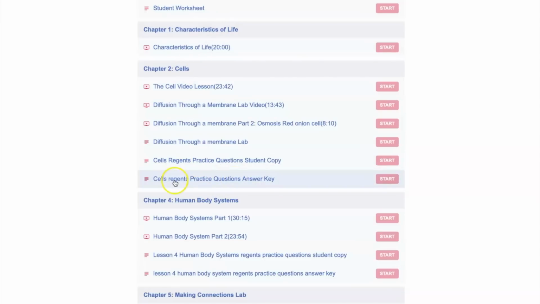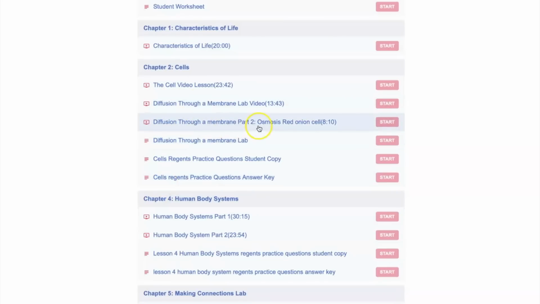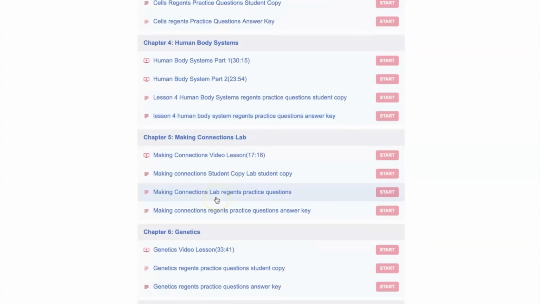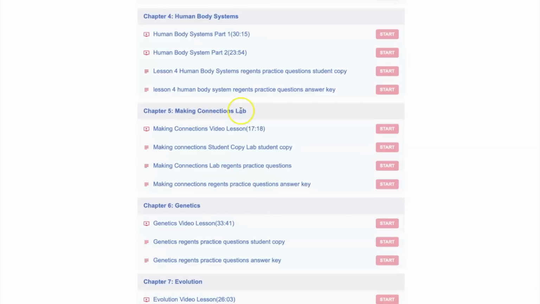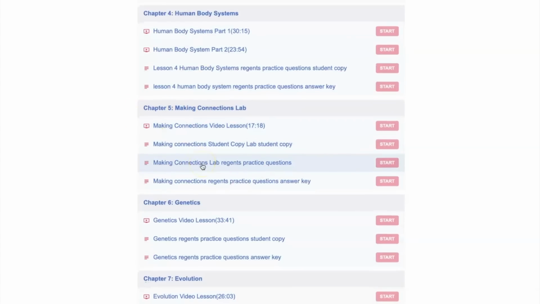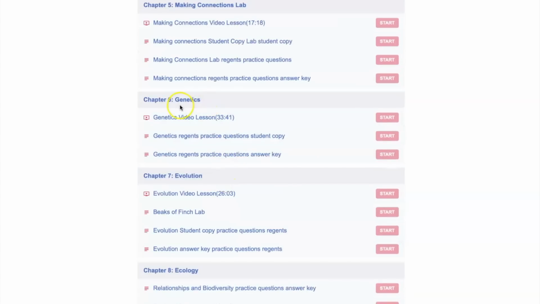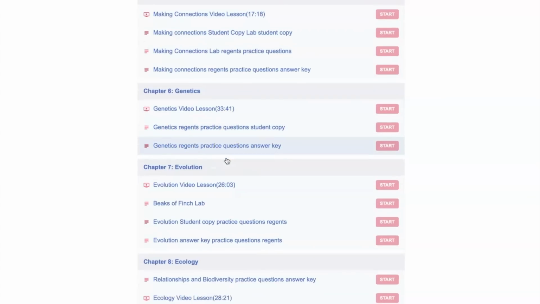So I have cells, and I have the diffusion through a membrane lab that you were supposed to do. I have the human body systems with practice questions. I have the making connections lab, another mandatory lab. I made this its own chapter with practice questions and the answer key. Genetics, this one's a longer video. It also tells you how long the videos are. I try to keep them brief. Then you have the practice questions and the answer key.